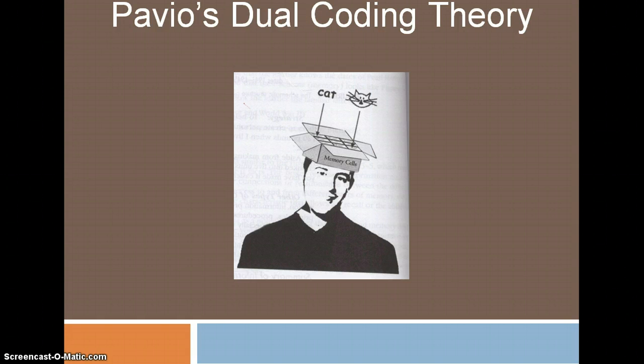Paivio's dual coding theory suggests there are verbal and visual components in the brain. Auditory and speech are processed in the verbal section, with pictures and sound processed in the visual component.